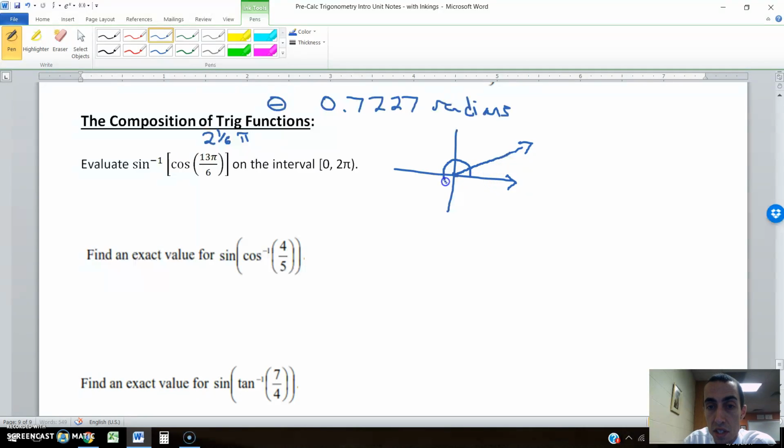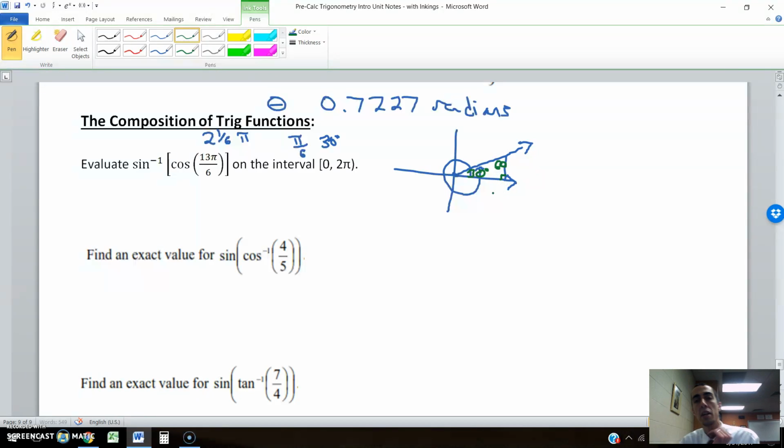So essentially this is another pi over 6 past. Now pi over 6, or 1/6 pi, is the same as 30 degrees. So what we have going on here is a 30-degree angle inside that triangle here. 30 degrees here, making that 60, and a right angle. So we've got a 30-60-90 triangle going on. That means this is 1, root 3, and 2.